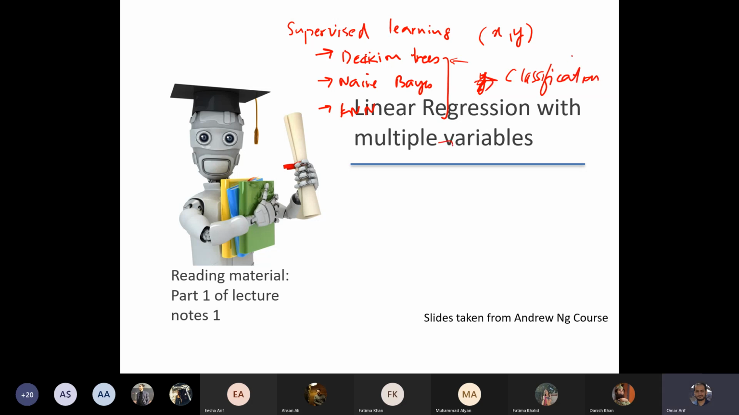And when we have continuous, when y is a continuous number, it can be any real value, then we have a regression problem. So the algorithm that we studied last week, linear regression, falls in the regression category where my y is continuous. And you also did the lab in linear regression.